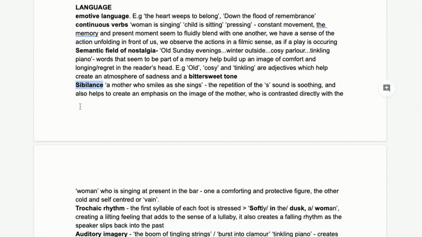There's sibilance, which is a repeated S sound, which is kind of soothing, a little bit like a mother looking after a child, a mother who smiles as she sings, this circling S sound.